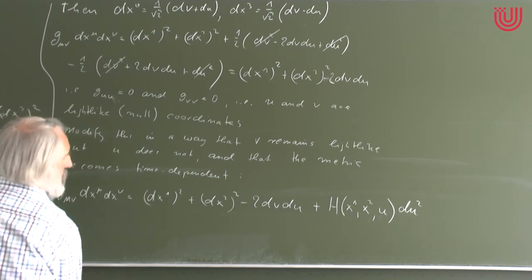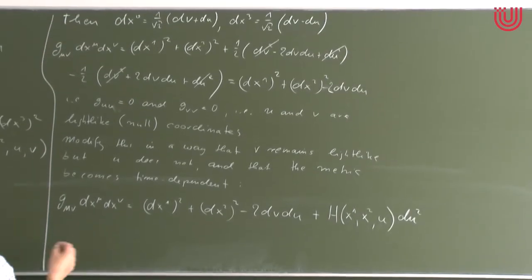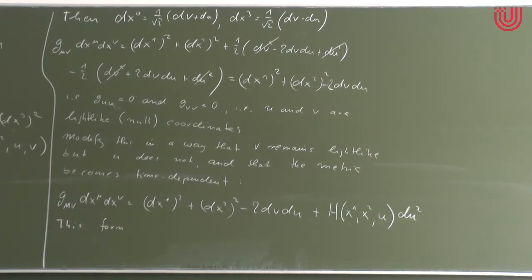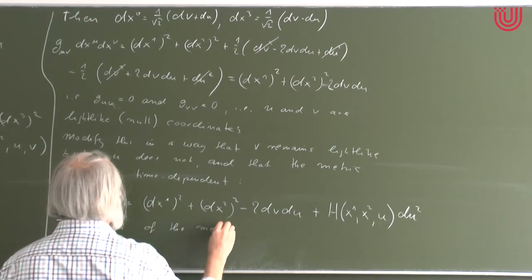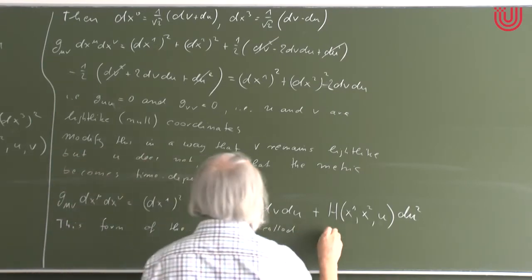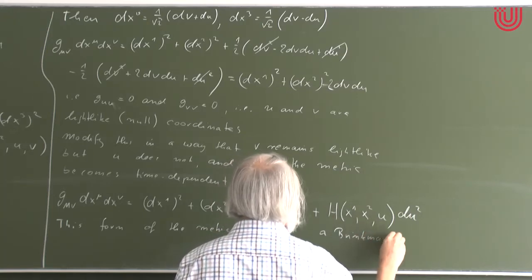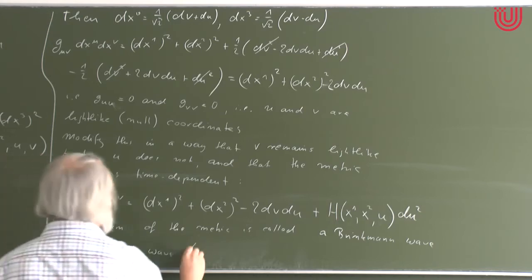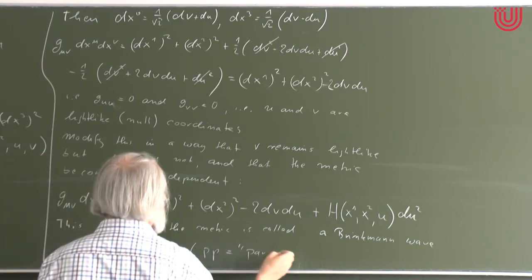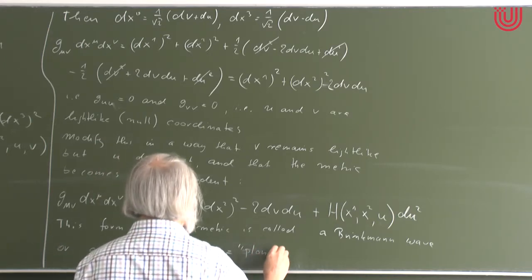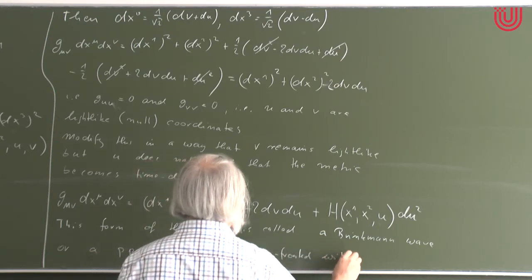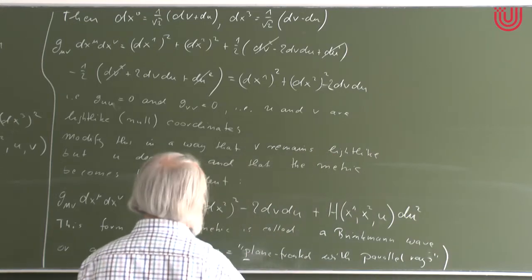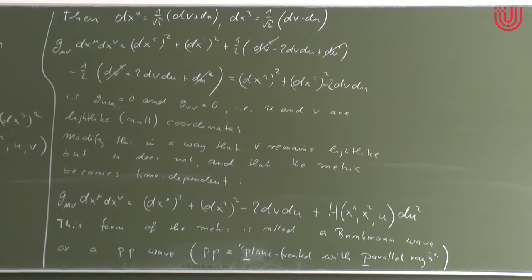So this general form of the metric, we have not yet solved the field equation. So it's just a general ansatz for the metric. It is called the Brinkmann wave, or a PP wave. And PP stands for plane-fronted with parallel rays. So here are two P's, plane-fronted with parallel rays, and that's where this abbreviation PP comes from.